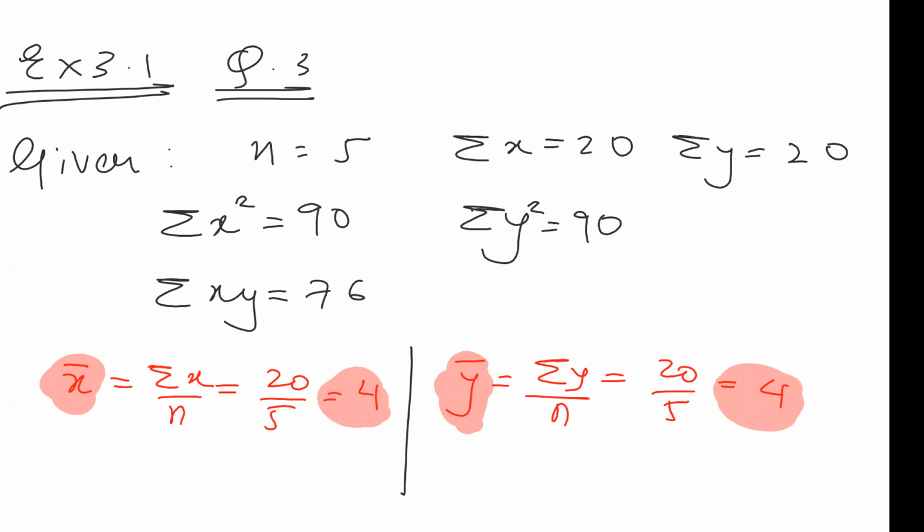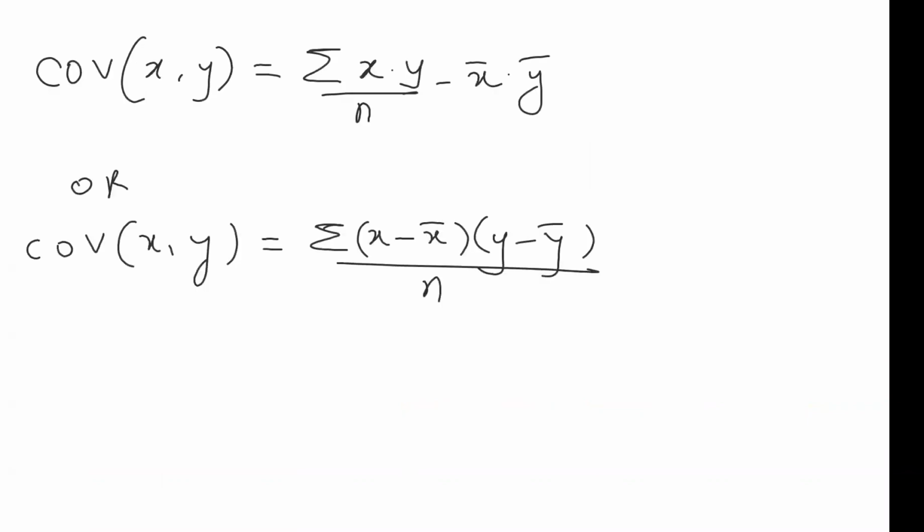The first thing we are supposed to calculate is the covariance between x and y. We have two formulas. I'll show you the formula. Covariance between x and y. Okay, but they have given us summation of xy, the total of xy is given to us. So we cannot use the second formula. We'll have to use the first formula itself. Fine. So summation xy upon n minus x bar y bar.